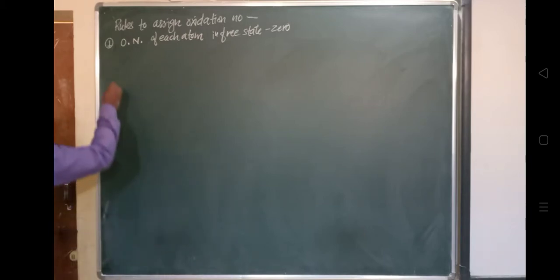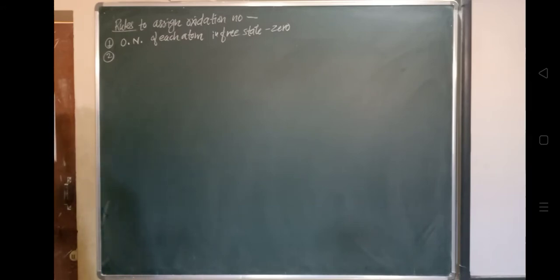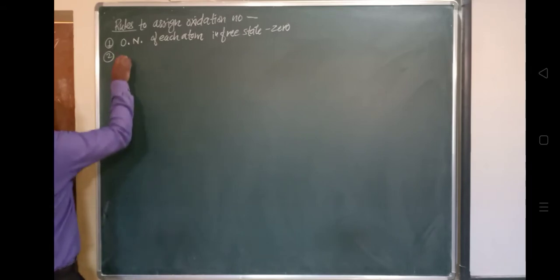Next, the second rule. These are the rules to assign oxidation number. Second rule: the oxidation number of an atom in a monoatomic ion.